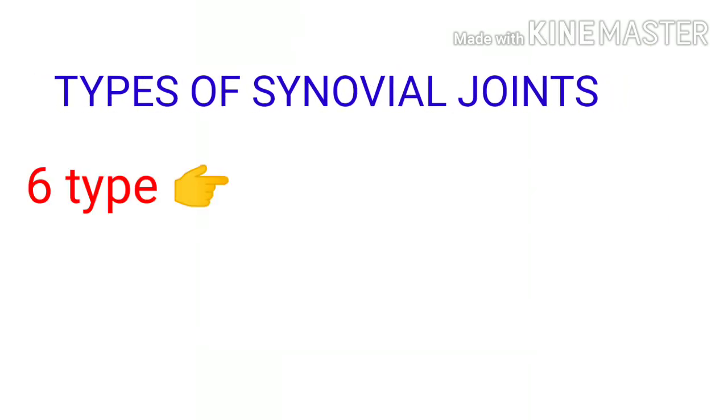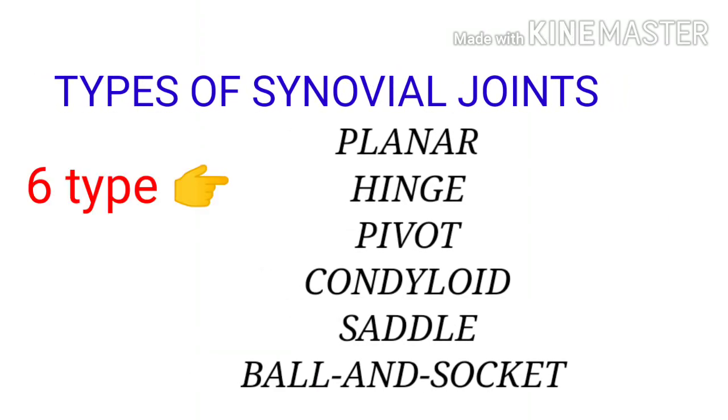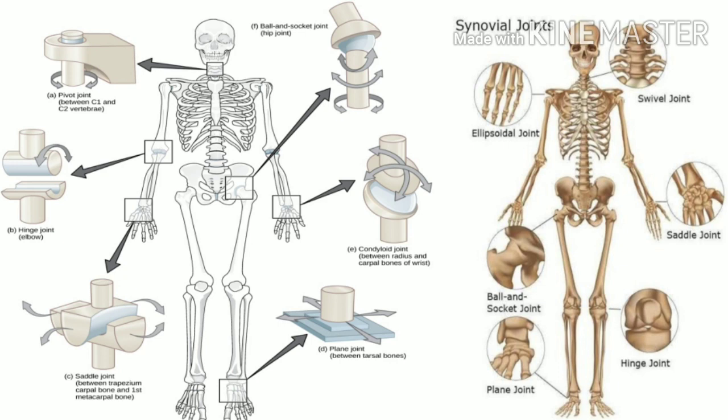Okay, so after synovial joints, we will learn about types of synovial joints. There are 6 types of synovial joint, that is planar, hinge, pivot, condyloid, saddle and ball and socket. The pivot joint is found between the C1 and C2 vertebrae. Then we have the hinge joint, an example of which is the elbow joint. Then we have the saddle joint found between the trapezium carpal bone and the first metacarpal bone. Plane joints are found between the tarsal bones. Condyloid joints are between the radius and carpal bones of the wrist. Then we have the ball and socket joint, that is the shoulder and hip joint.